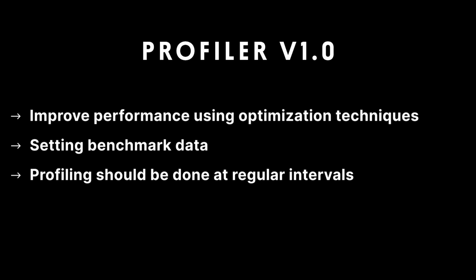Depending on the specific cases, this may be 60 frames per second for desktops or 30 frames per second for mobile. Profiler will then allow you to evaluate your gameplay performance to ensure it is meeting your target frame rates. Profiling should be done at regular intervals through the entire game production process.